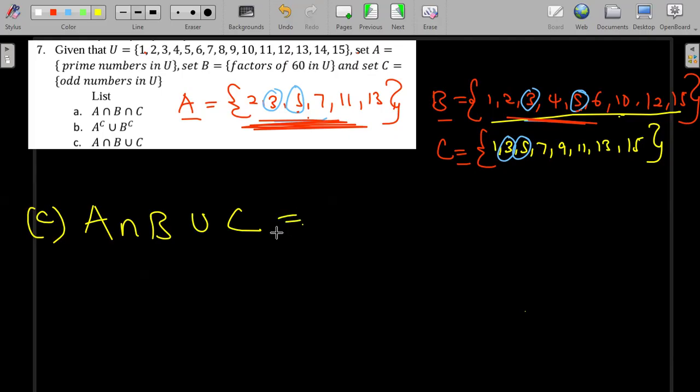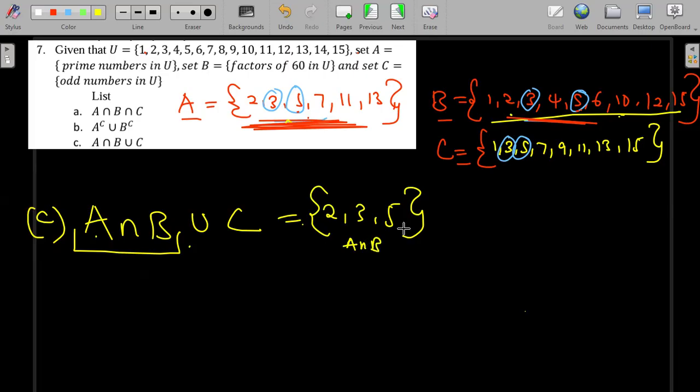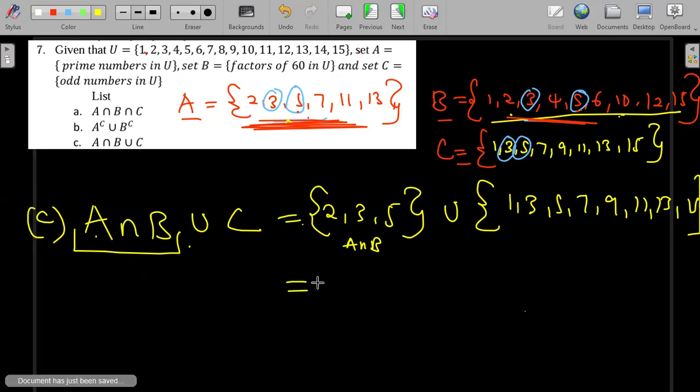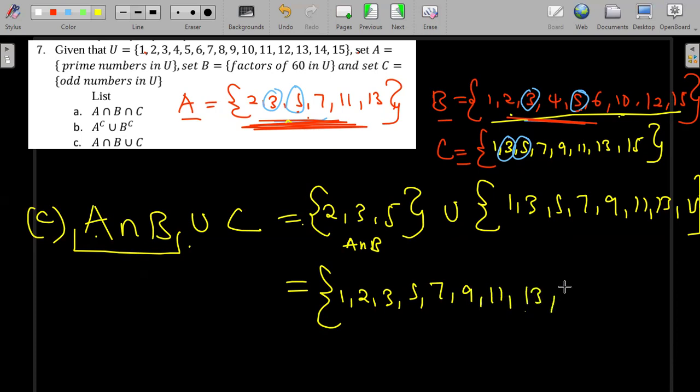So I'm going to write this. First of all, I'm going to write this set here. What is common between A and B? We already found that it was 2, 3, and 5. This was what was common between A and B, so this is the A intersection B. And then I'm unionizing this one with my set C: 11, 13, and then 15 like that. So we can unionize this. We get 1, 2, 3, 5, 7, 9, 11, 13, 15. And that is our answer there.